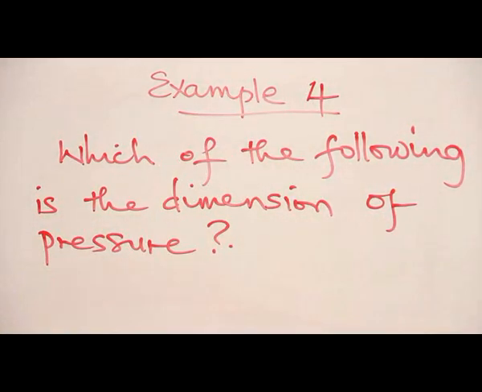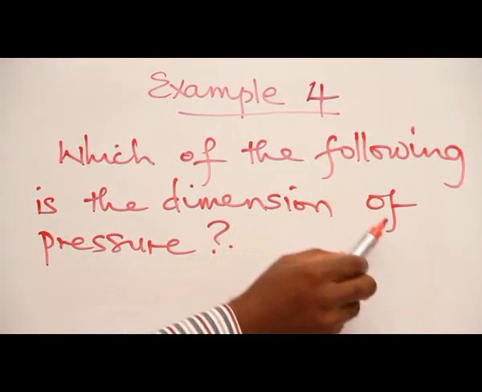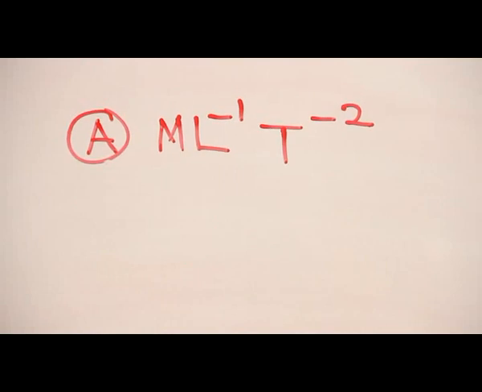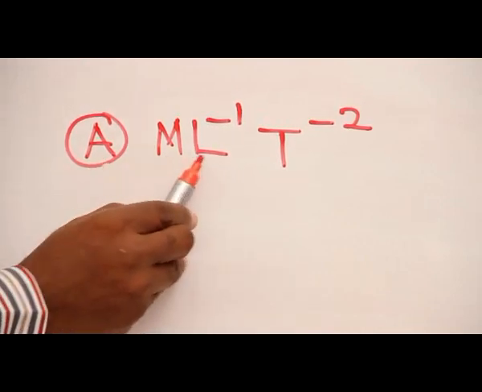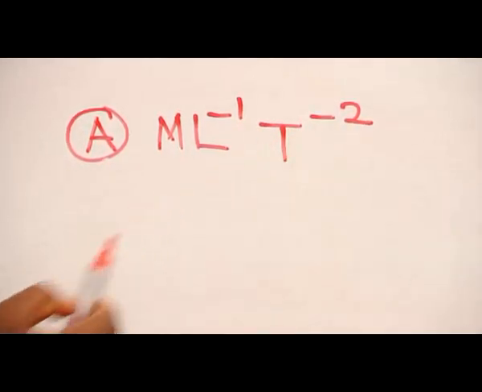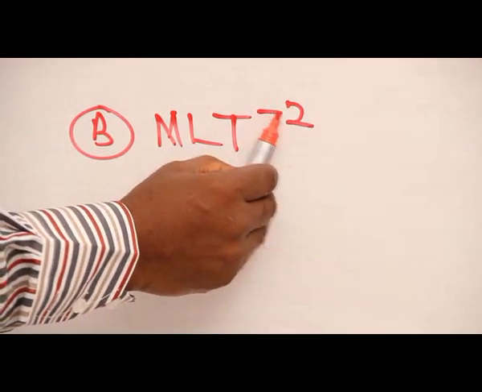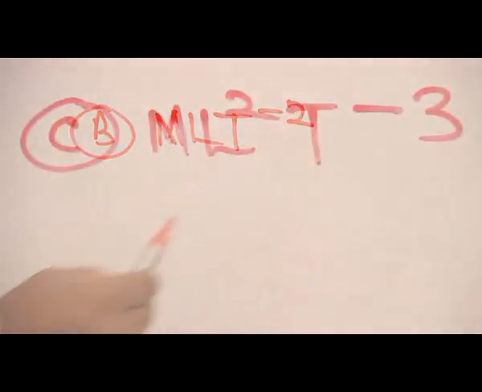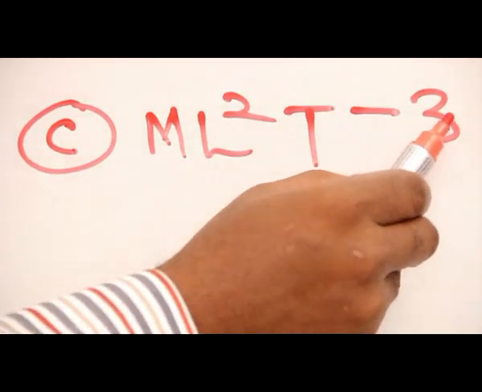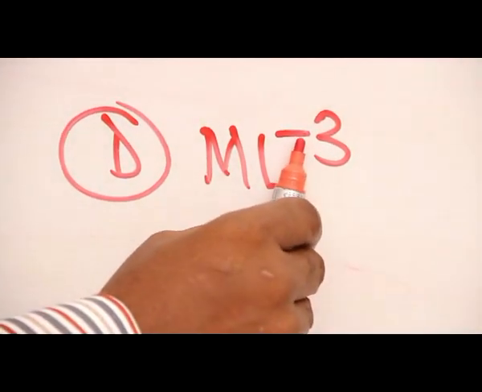Example 4. Which of the following is the dimension of pressure? The options are A, ML^-1 T^-2. B, MLT^-2. C, ML^2 T^-3. D, ML^-3.